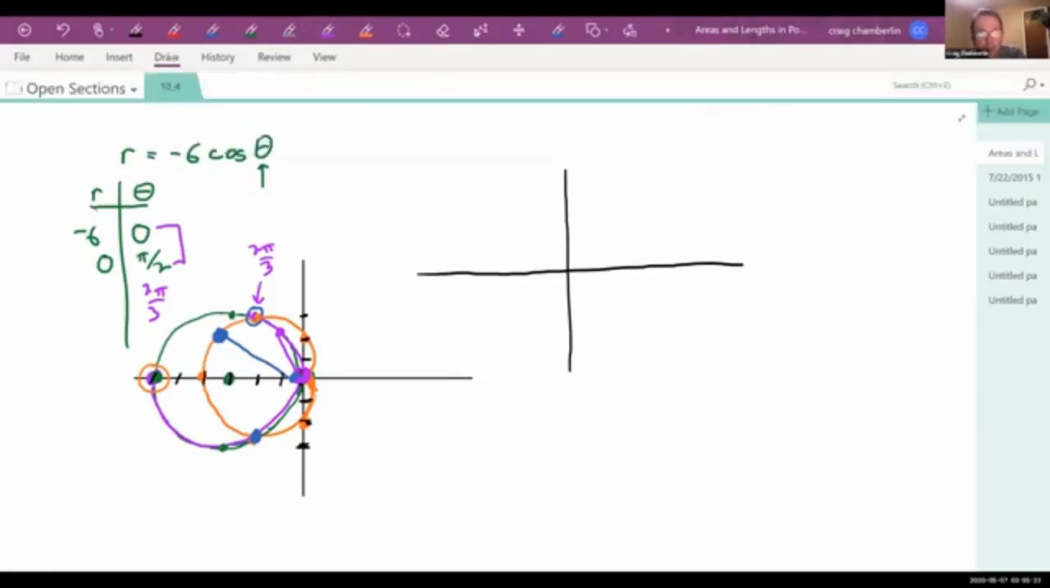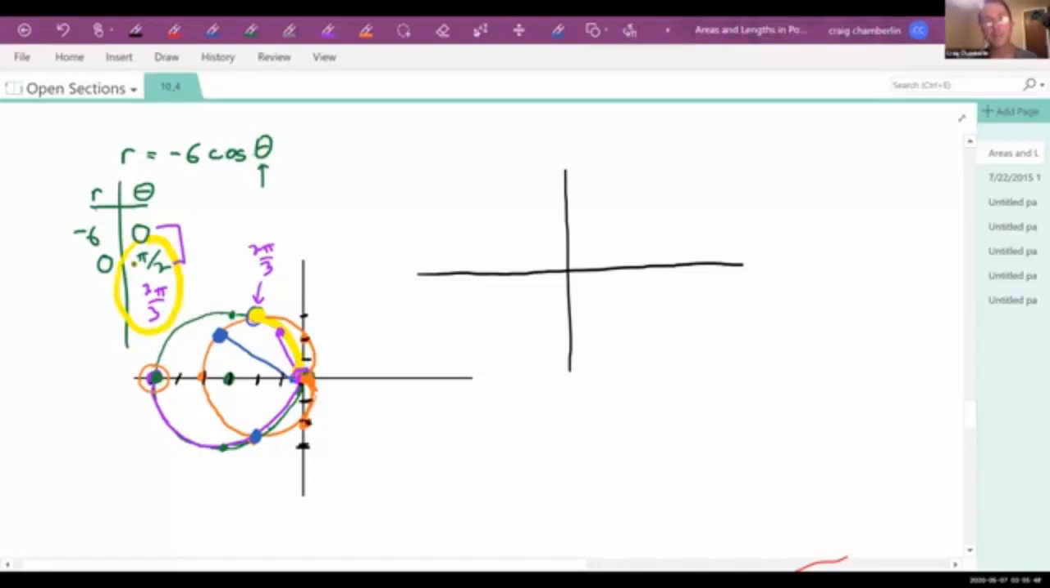Okay, so as you go from π/2 to 2π/3 on the circle, it's got to be this part of the curve that's carved out. That's the arc that we want on that circle. So the limits of integration must go from π/2 as the lower limit to 2π/3.